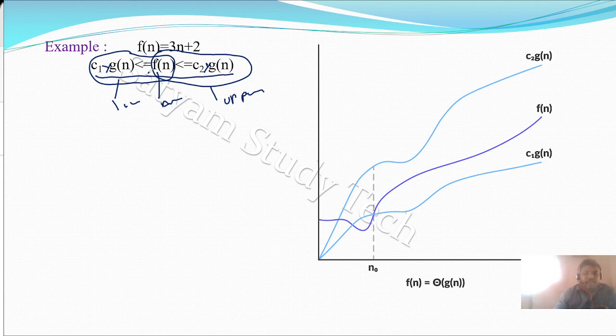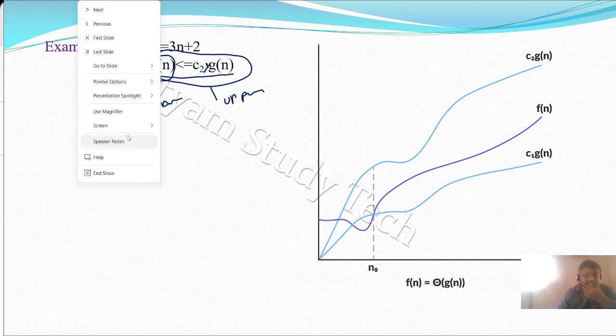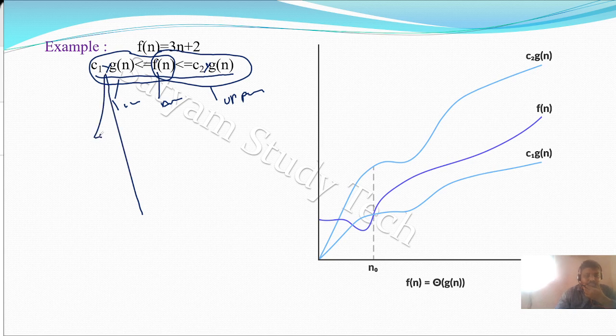Now C1 into G of n less than or equal to f of n, already you know that is the omega notation. For example, f of n is 3n plus 2, less than or equal to C2 into G of n, where the value of G of n is n. Here also, C1 into G of n, which is n, is less than or equal to 3n plus 2. You already know the C1 value is 1 and the C2 value is 4. In the previous cases, in omega notation the C1 value is 1 and in big O notation the C value is 4.